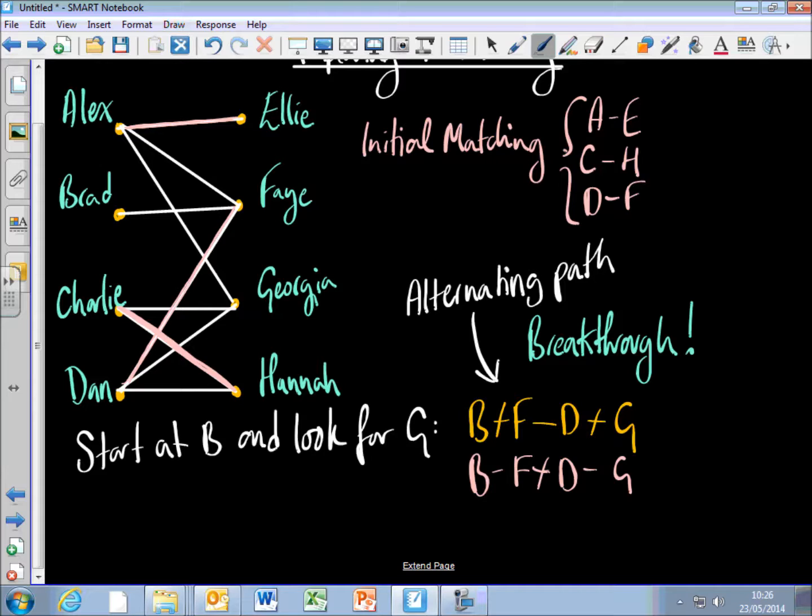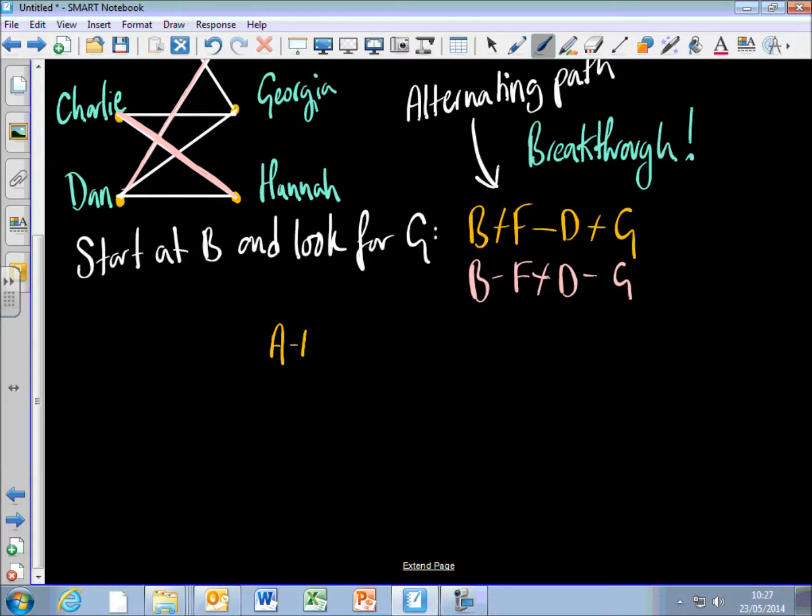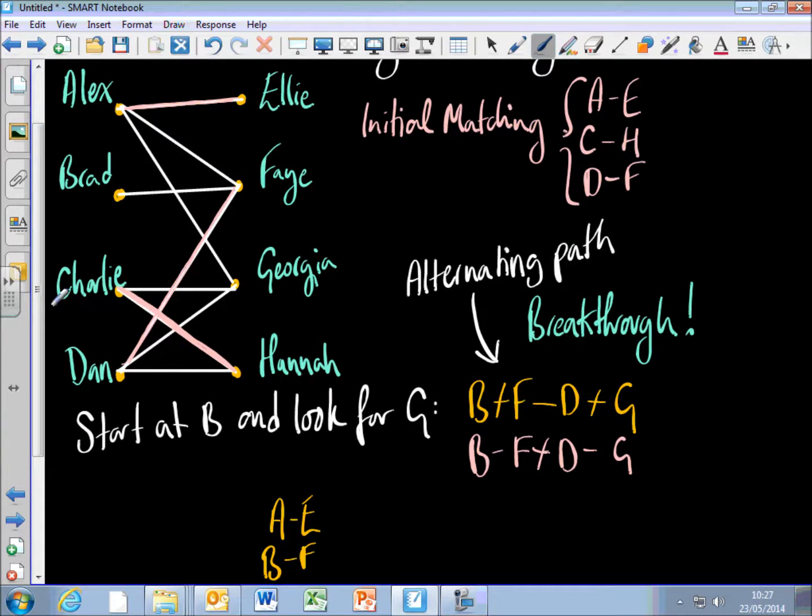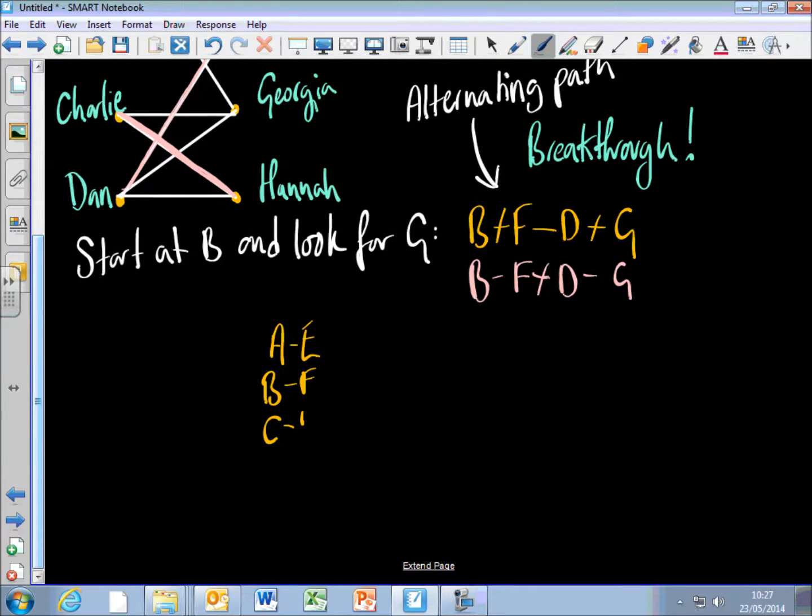Now if I go back to my initial matching, A was connected to E. By doing this and switching the connections, A is still connected to E. I haven't talked about an A or an E in this. So now, A is still connected to E. B is connected to F. C, I haven't mentioned. So let's go and have a look what it was connected to at the start, because I haven't changed it. C was connected to H. And D is now connected to G. And everything on the left is now connected to everything on the right. So I've got a complete matching now. I've improved the matching, so it's improved, and now it's complete.